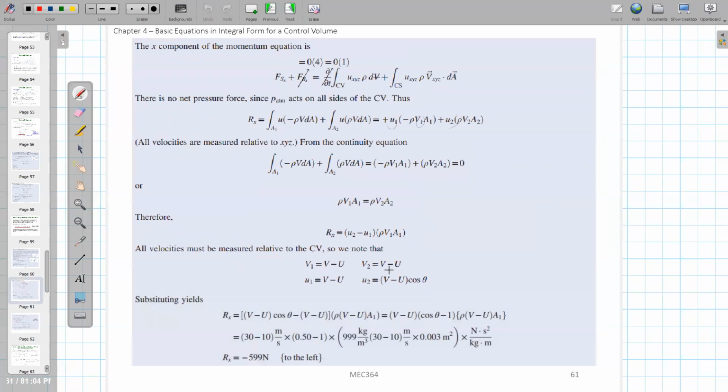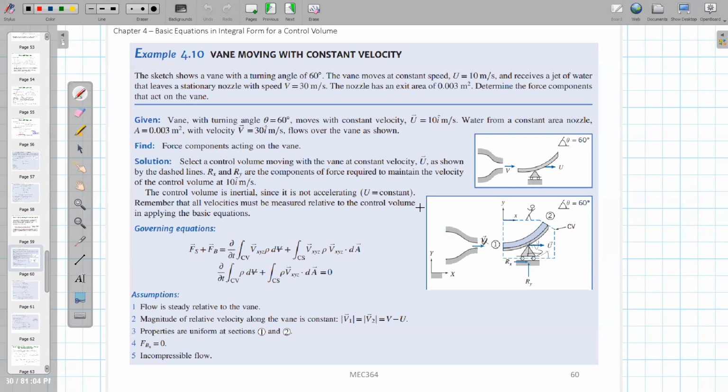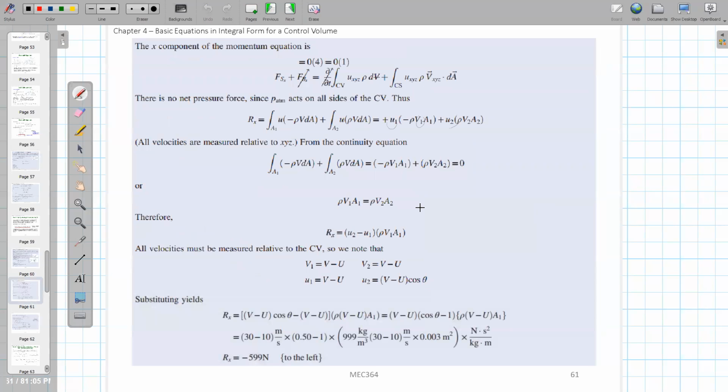And also V2 will be the outlet velocity. First, let's calculate V2 here.